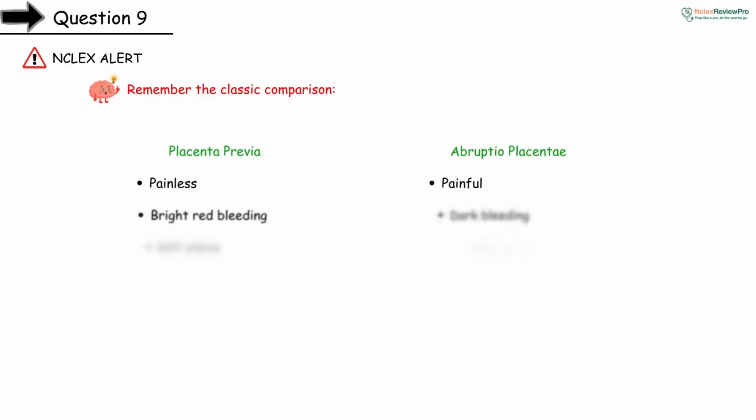Here's your NCLEX alert. This is one of the most commonly tested OB comparisons, so you need a fast way to recognize it under pressure. Placenta previa is painless, with bright red bleeding and a soft uterus. Abruptio placentae is painful, often with darker bleeding, uterine tenderness, and a rigid or board-like abdomen.